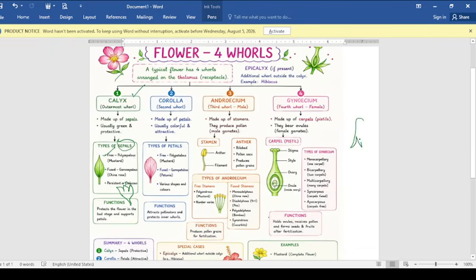Persistent means, in the case of brinjal, if you have seen, we have this kind of structure in the brinjal which is attached to the fruit of the brinjal. So this structure is called persistent calyx. Sometimes you will find it in ladyfinger also.